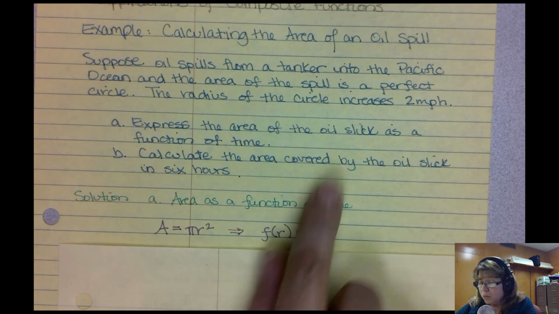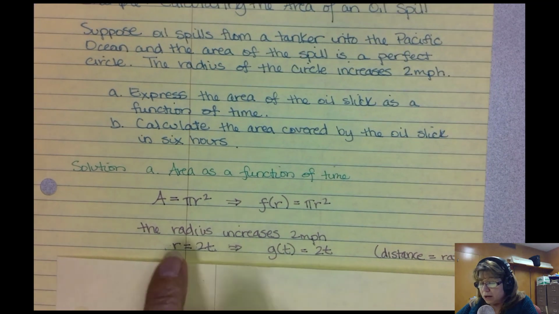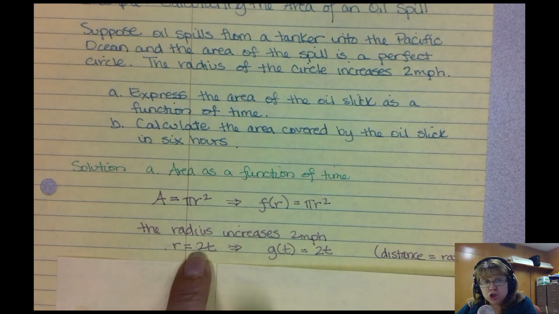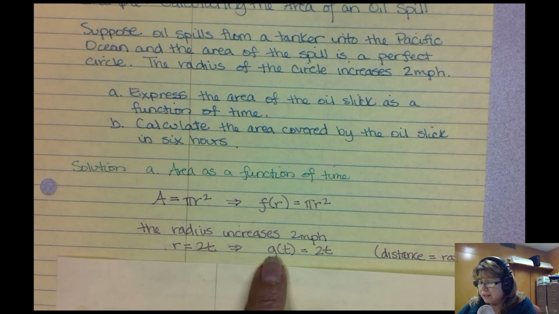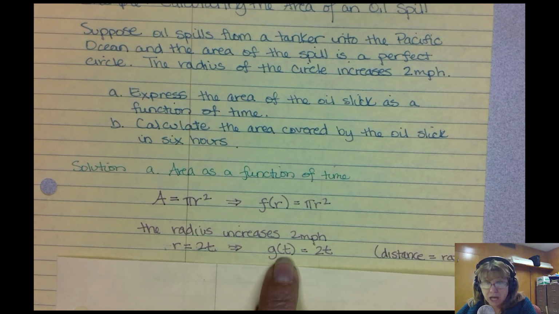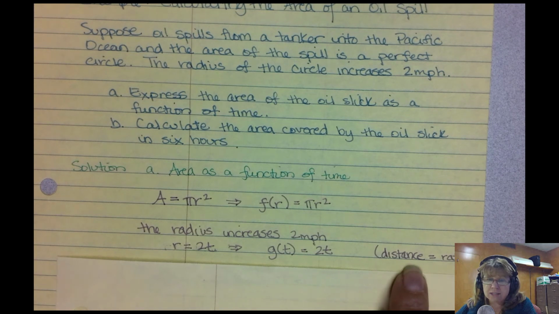Now remember, our radius increases 2 miles per hour. So our radius is 2 times the time. So for every hour, it increases 2 miles. So our radius is based on 2t, and therefore our growth is based on time. Our g of t is 2t. And you can get this by our distance formula. Distance equals rate times time. So that's kind of how we got it.